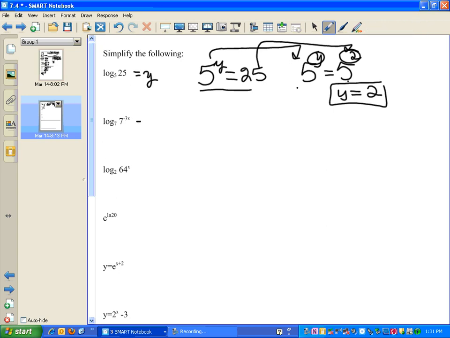All right, we're going to set this equal to y. I don't want to use x because there's already an x in the problem and I don't want to confuse myself. So we're going to say 7 to the y equals 7 to the -3x, right? Right? So what does y equal?